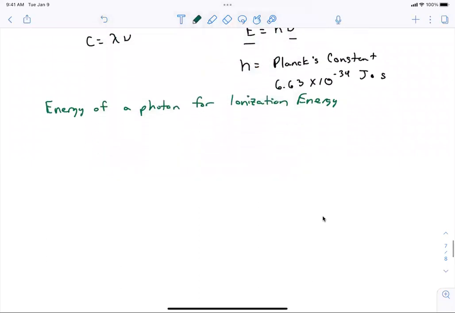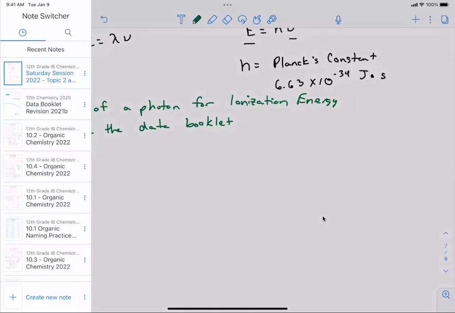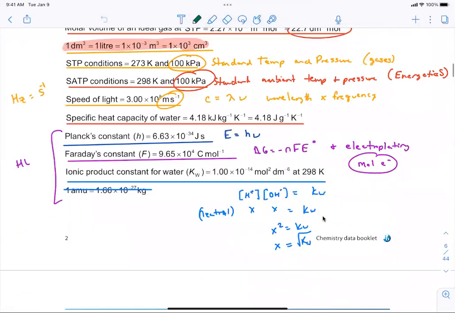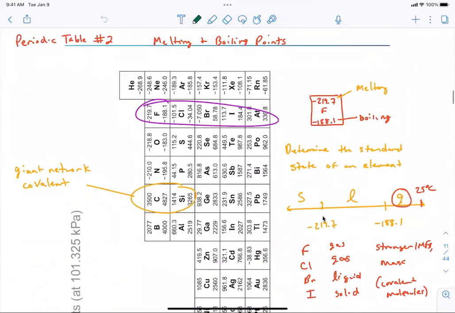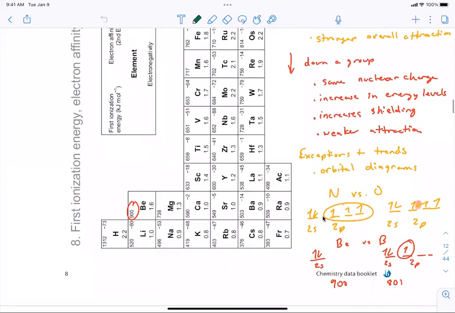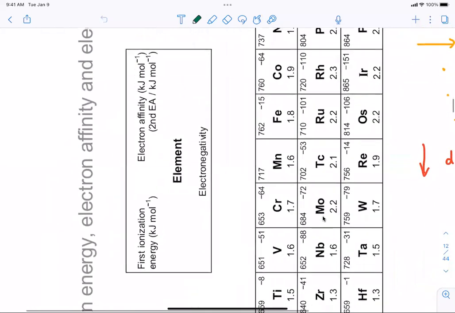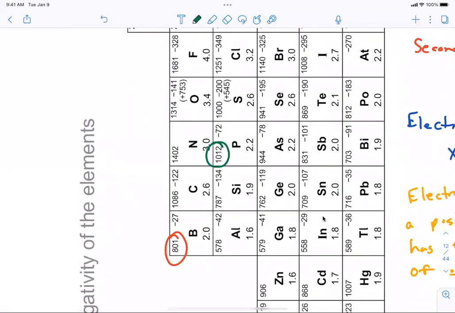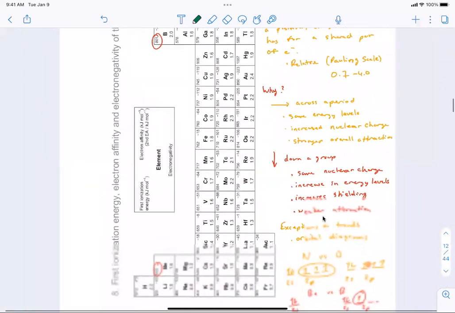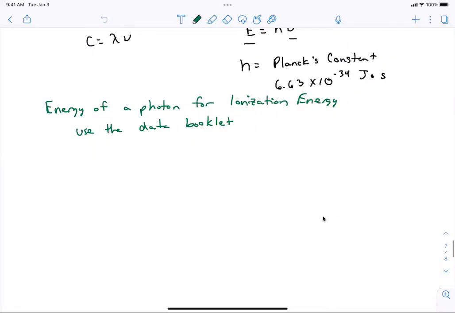The reason why this is tough is because they'll say use the data booklet. And what you see in the data booklet is this. You can go to ionization energies for elements, like right here. And let's say we see phosphorus is 1012 kilojoules per mole. So phosphorus has a first ionization energy of 1012 kilojoules per mole.